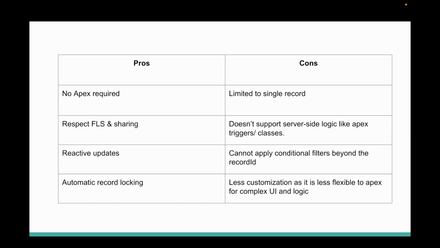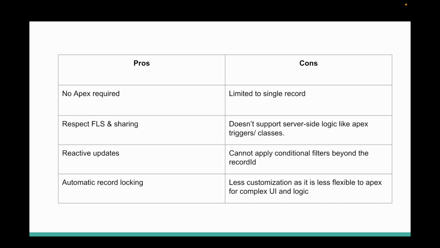A pro is that it automatically locks the records. That is, if we are working on one particular record, and some other user or developer tries to access that record to make changes anywhere else, suppose using Apex or flows, then they won't be able to do it because it is automatically locked. Then the con is it supports less customization, and it is less flexible than Apex for complex UI and logic. So that's why LDS is not supported everywhere. We have certain limitations to it. We only support it for certain functionalities, or if we have to implement basic logic, then only we support the lightning record forms.